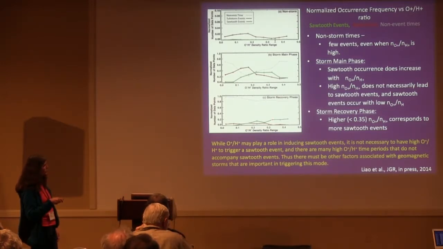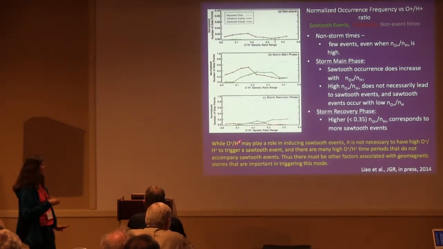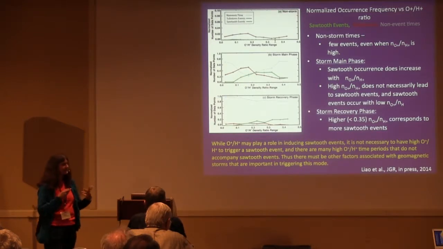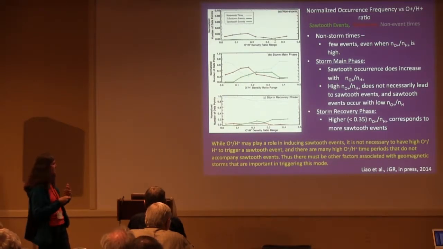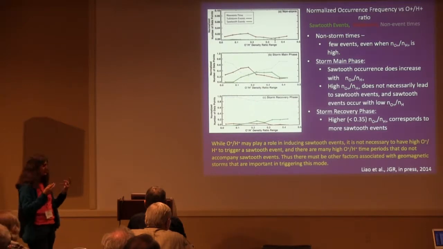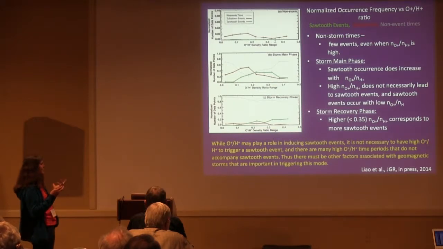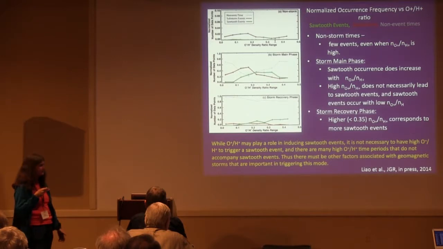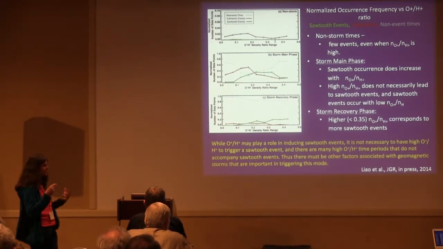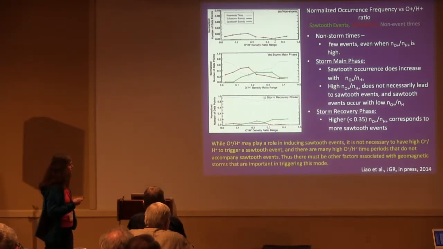And then again, in substorm recovery phase, the higher oxygen does tend to be associated with sawtooth. So definitely the picture is not nearly as clear as that Brambles simulation might suggest. Sawtooth events do tend to be associated with high oxygen to proton ratio, and so oxygen may play some role, but it's certainly not necessary to have high oxygen in order to get an event, and there are many high oxygen time periods that do not have sawtooth events. So there are clearly other factors that are more important than oxygen in triggering this mode.